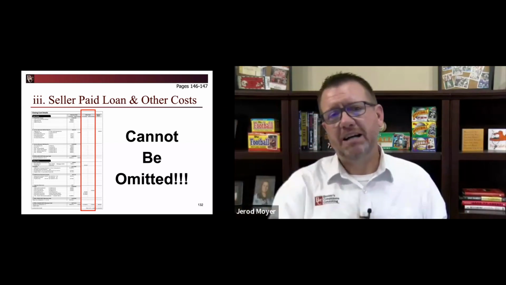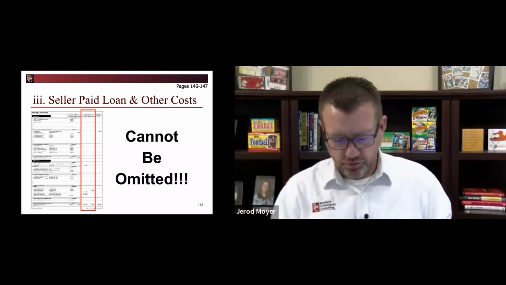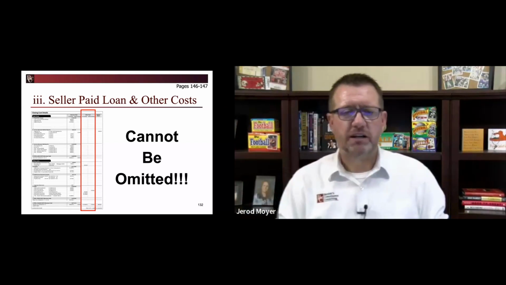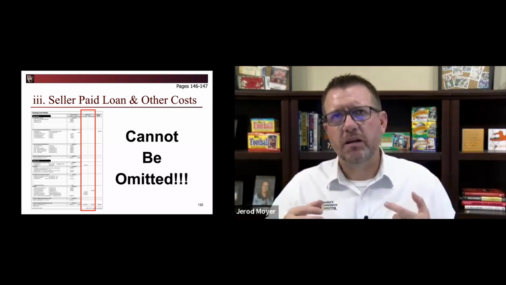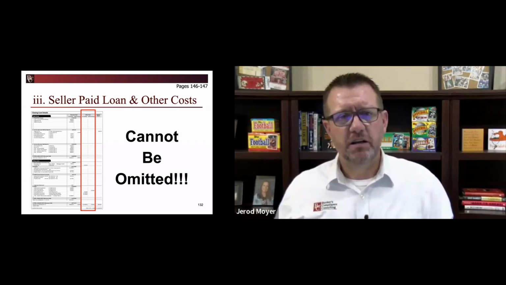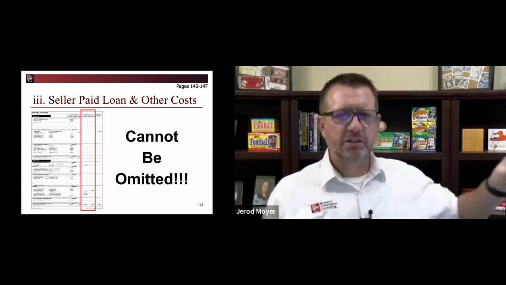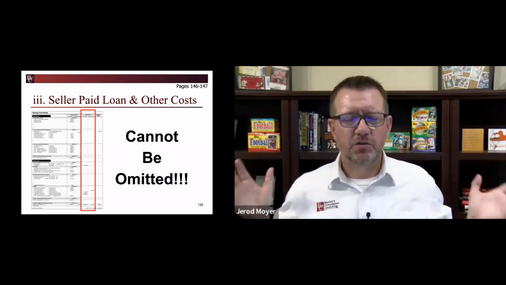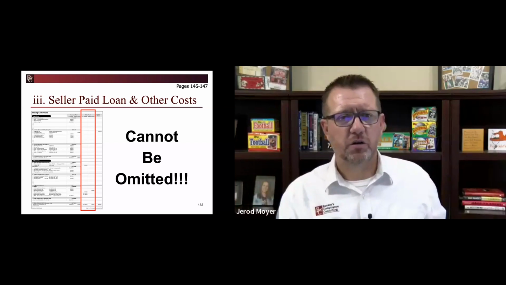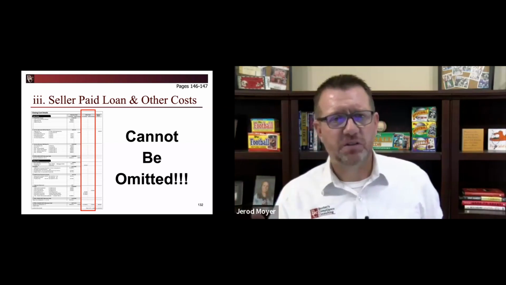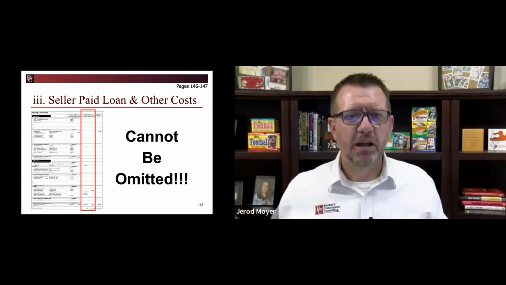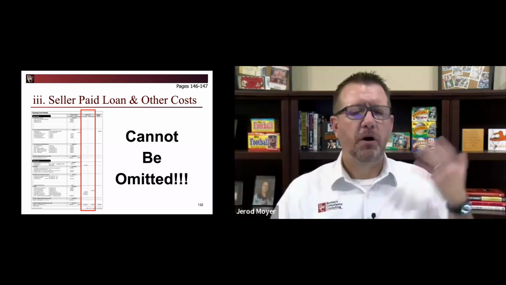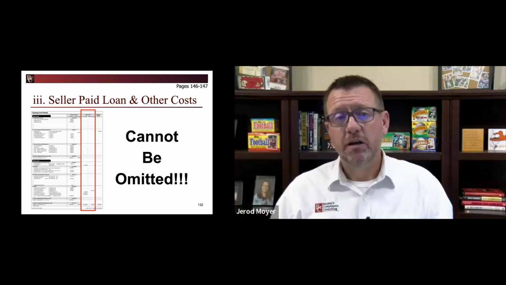Now, specific to the box that I have outlined on the screen and the bottom of page number 146, for whatever reason, there's this thought out there that if it's something that's the seller's responsibility and has no connection to the borrower, that it doesn't have to be disclosed on the borrower's closing disclosure. Well, in fact, it's the opposite of that. The TRID rules specifically state that nothing can be omitted from page 2 of the borrower's closing disclosure. That includes fees that are paid on behalf of the borrower by the seller.